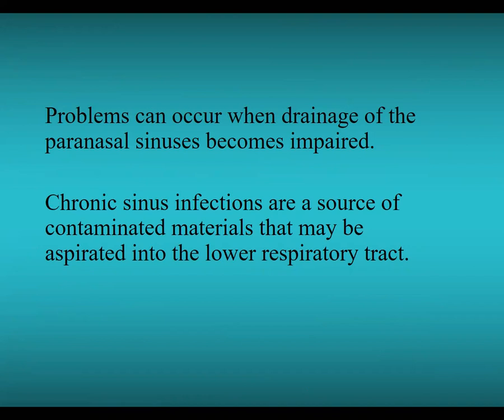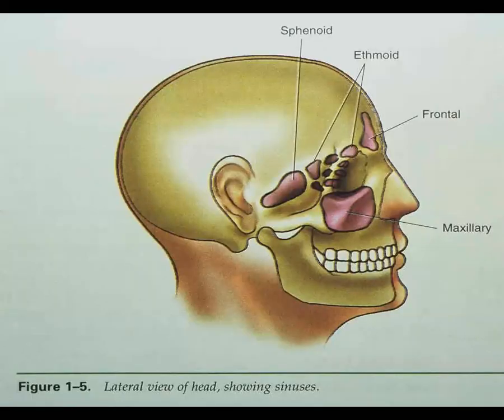Problems can occur when drainage of the parasinuses becomes impaired. Some people get what we call chronic sinus infections, which are a source of contaminated materials that may be aspirated into the lower respiratory tract. If you blow your nose and blow out yellow or green, that's a sign of infection, and you can't inhale that down into your lungs, or you'll have a respiratory infection in your lungs also. So pay close attention when you have head colds, that it doesn't get too bad. You may need antibiotics, rather than letting it go so far without treatment, because it can get into your lungs and make you really sick, or maybe even turn into pneumonia.